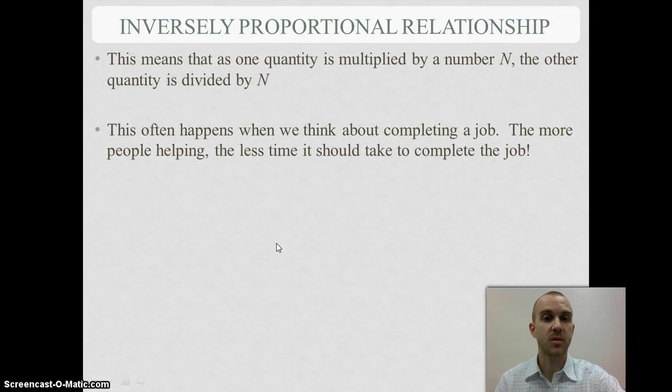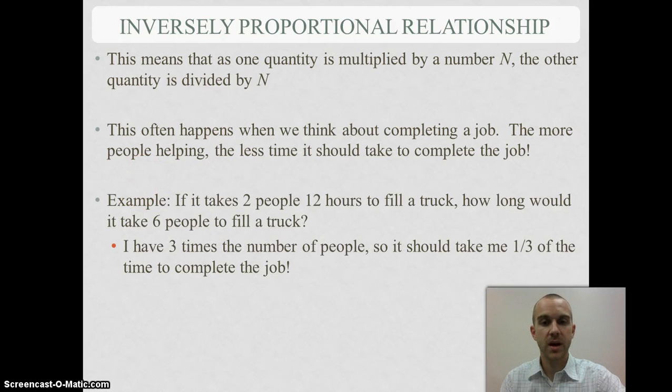Now, one last thing to talk about is this notion of inversely proportional relationships. We're talking about this where the first quantity in our relationship is multiplied by a number, while the second quantity is divided by that exact same number. Now, this happens a lot of times when we think about man work, or work that we do as people, where the more people we have doing a job, the less time it should take, less man hours to be able to get that job done.